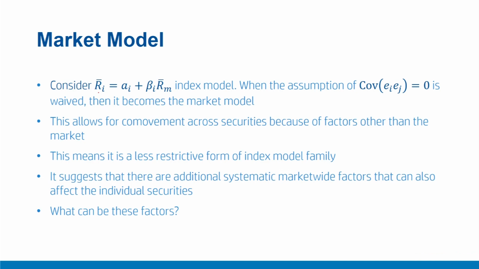Consider a single index model like Ri bar equal to alpha i plus beta i times Rm bar. Here, the assumption that covariance between Ei, Ej equals 0, which was a very integral and settled assumption of the single index model, is relaxed or waived, and it becomes the market model. This simply means that there may be some co-movement across securities that is not due to the market. This is in contrast to the single index model. The relationship between the expected returns on the security and the market remains the same. However, since the assumption of covariance is not the same as the single index model, we do not get the same simplified portfolio expression.